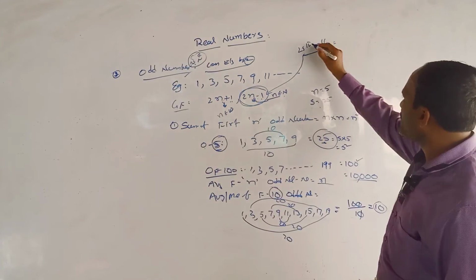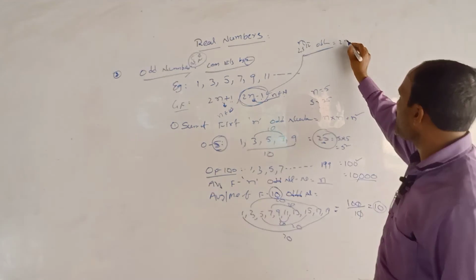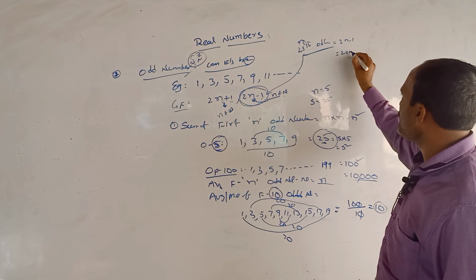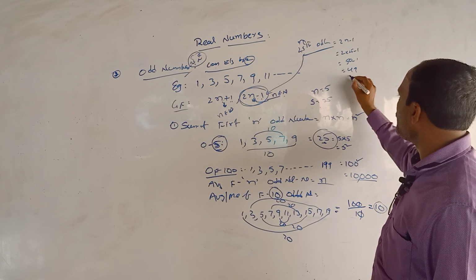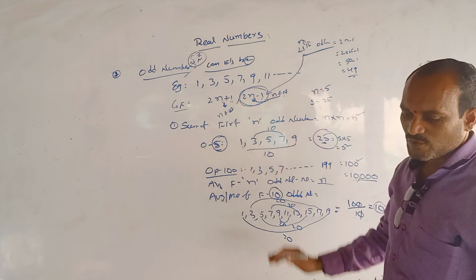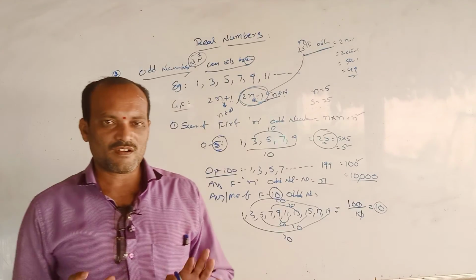Now the 25th: 25 is the n. 2n minus 1, 2 into 25 minus 1, 50 minus 1, 49 is the 25th odd number. So this is about the odd numbers.